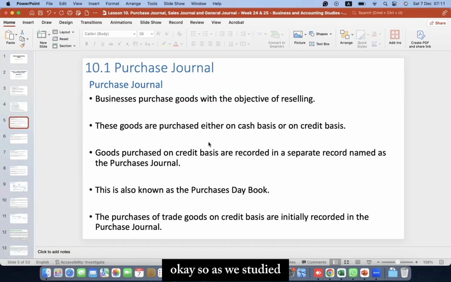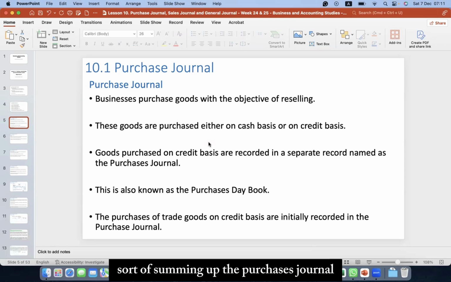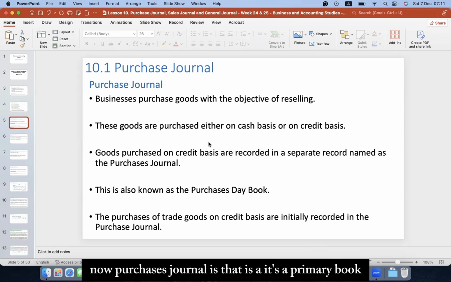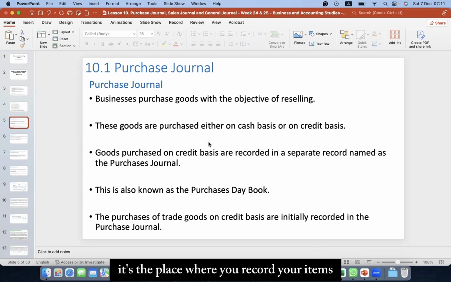Okay, so as we studied, I will be quickly summing up the purchaser's journal, what it includes, what is happening with that, and what the key components in it are. Now, the purchaser's journal is a prime entry book, and it's the place where you record the items you bought on credit for the purpose of reselling.